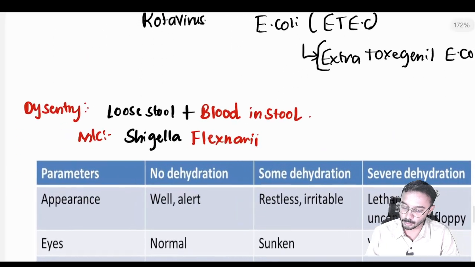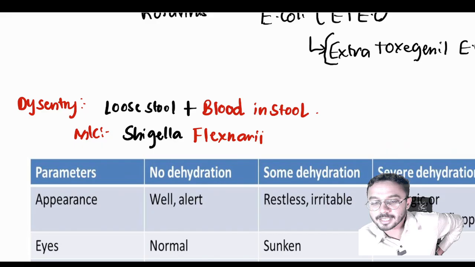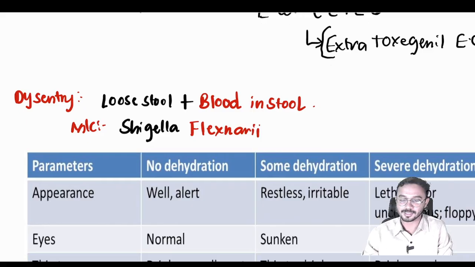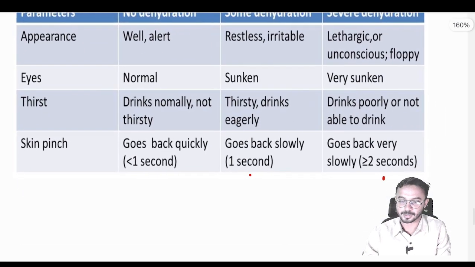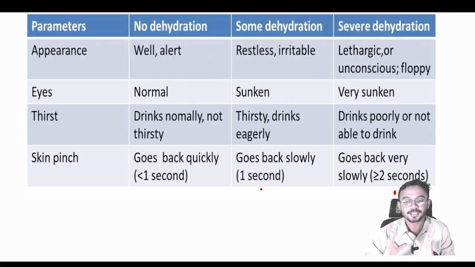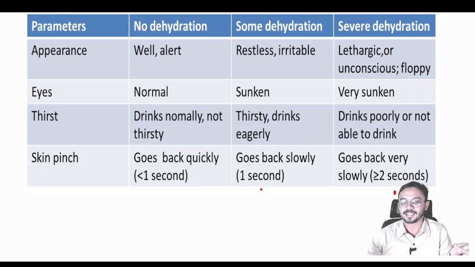What do you mean by dysentery? Dysentery is nothing but loose stool plus blood in the stool. The most common cause of dysentery is Shigella flexneri. Now this table is very important for your exam. Look at all the components carefully. What is the common complication of diarrhea? Dehydration. Look at the parameters very carefully.